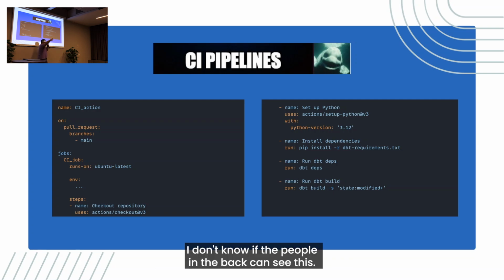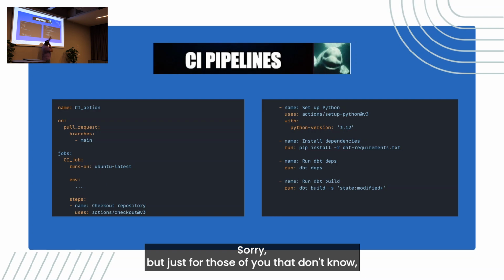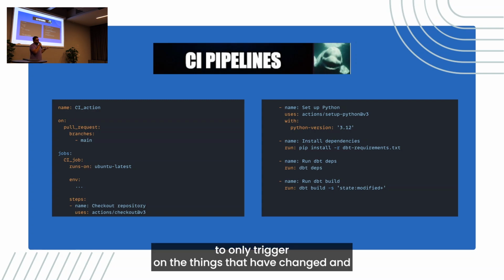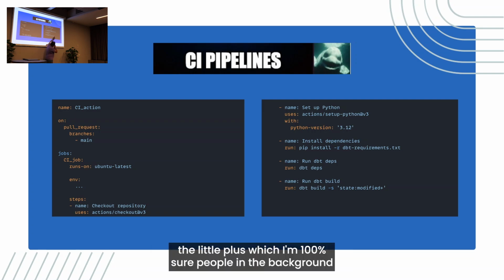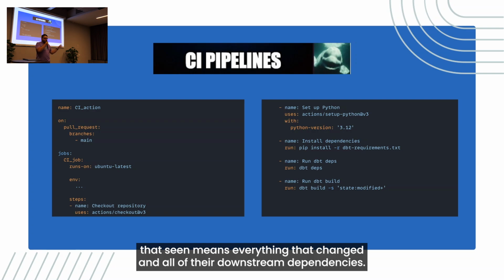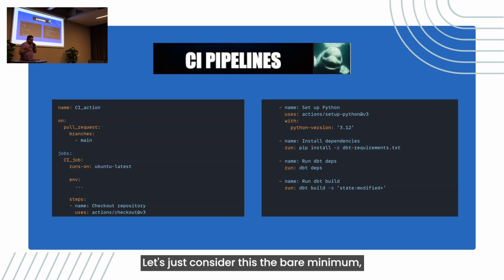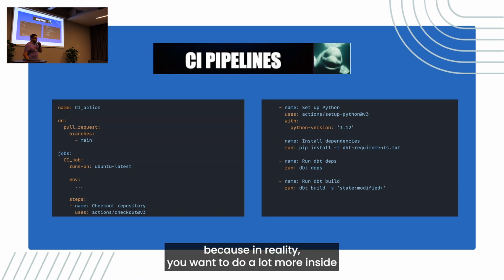And I don't know if the people in the back can see this, sorry, but just for those of you that don't know, it is possible to just do a state:modified, which allows your dbt build to only trigger on the things that have changed. And the little plus, which I'm 100% sure people in the back are not seeing, means everything that changed and all of the downstream dependencies. Let's just consider this the bare minimum, because in reality, you want to do a lot more inside of your CI pipeline.